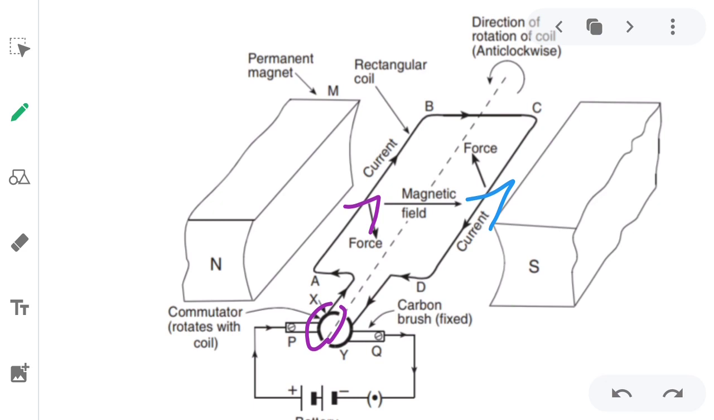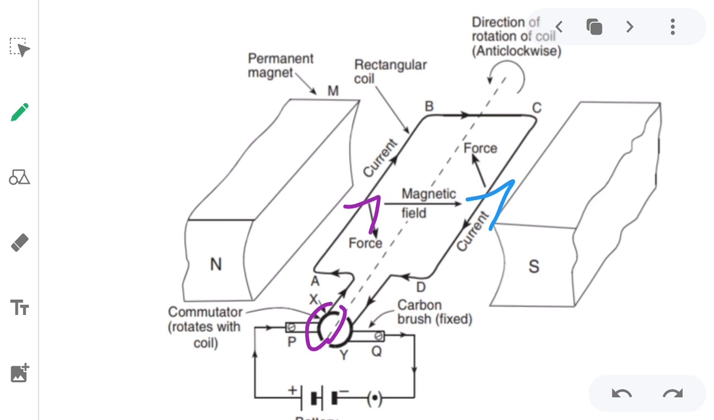So actually, the motor changes the electrical energy into mechanical energy. So the rotation of the armature is very important. To rotate it the proper way, we need to keep changing its direction of current, and to change the direction of current, we need to have the commutator.